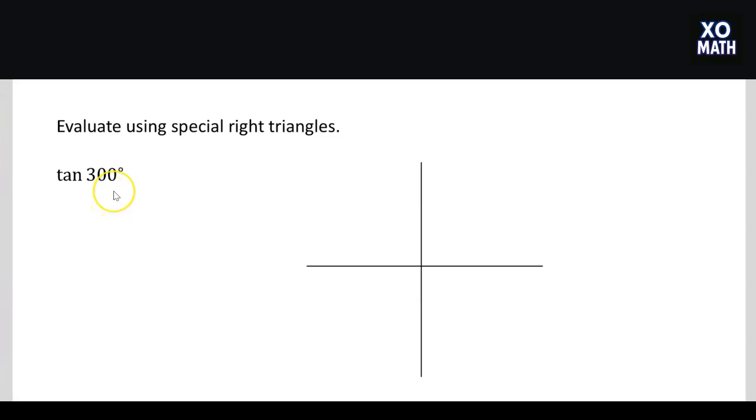Now for tangent 300 degrees. My angle of 300 degrees is going to be in quadrant 4, so just past 270 degrees, which is the negative y-axis. So the reference angle on this one, to get to the x-axis, that acute angle here, is going to be 60 degrees. And so my reference triangle, if I go ahead and have a perpendicular to the x-axis there, it's going to be a 30, 60, 90 right triangle.